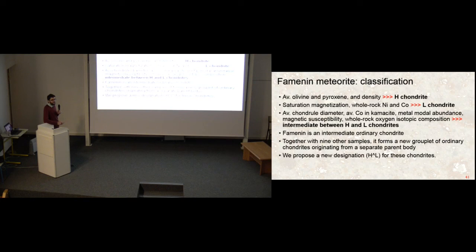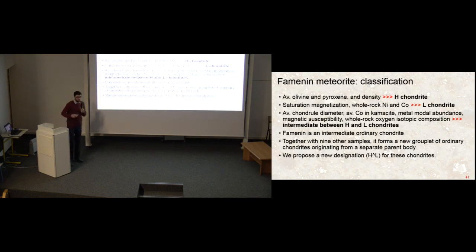As I told you, we have only two meteorites which are really HLs that have been described, Tishitz and Bremervörde. Looking at the average chondrule diameter, average cobalt content in kamacite, which is the iron-nickel metal, metal modal abundance, magnetic susceptibility, and whole rock oxygen isotope composition, it is showing that it's intermediate between H and L chondrites.